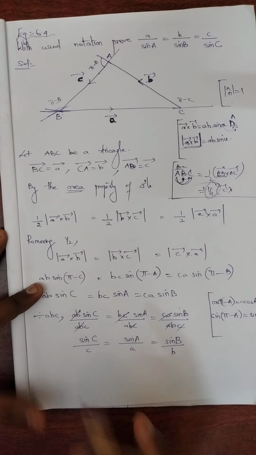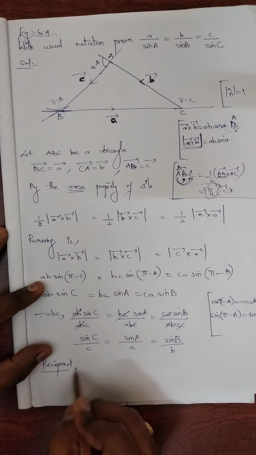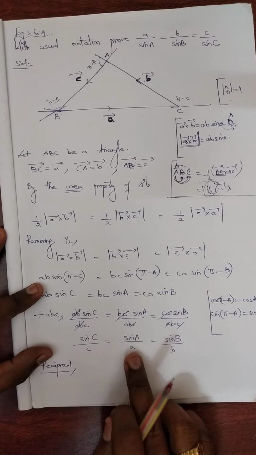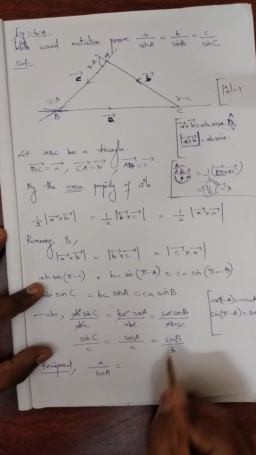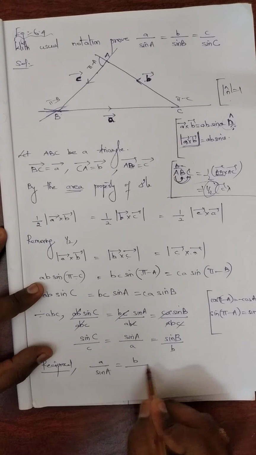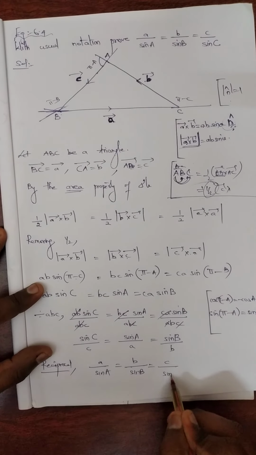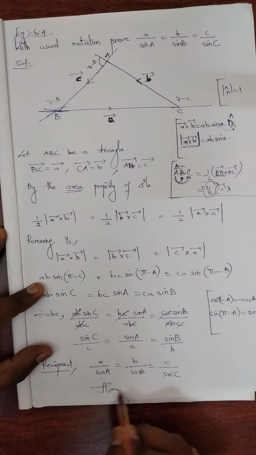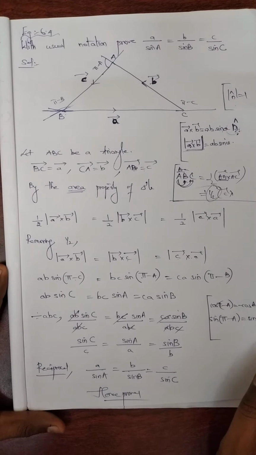Now I am going to take the reciprocal. If I take the reciprocal, what will it become? First I will write this term: a by sine A is equal to next term, b by sine B, is equal to c by sine C. So hence proved. This is what I needed to prove.